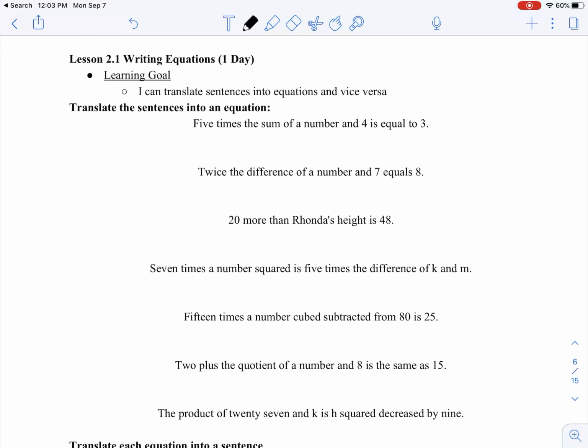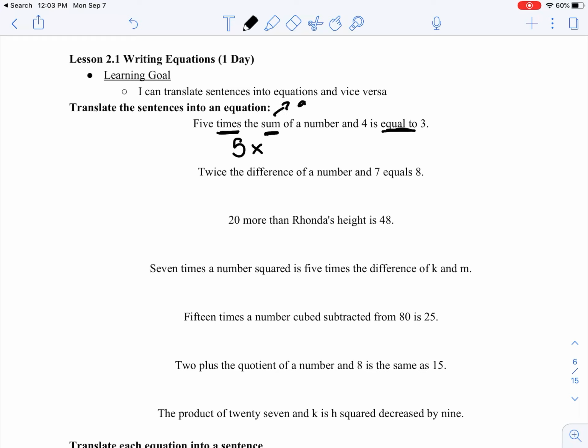5 times the sum of a number and 4 is equal to 3. We're looking for key words right off the bat. 5 times, well, that's obviously going to be multiply. Equal to is going to be our equal sign. Sum is addition. So we've got pretty much all we need. I think that's all that we can see that are going to be like symbols. So 5 times, that's obviously going to be 5 multiplied by the sum of a number and 4.